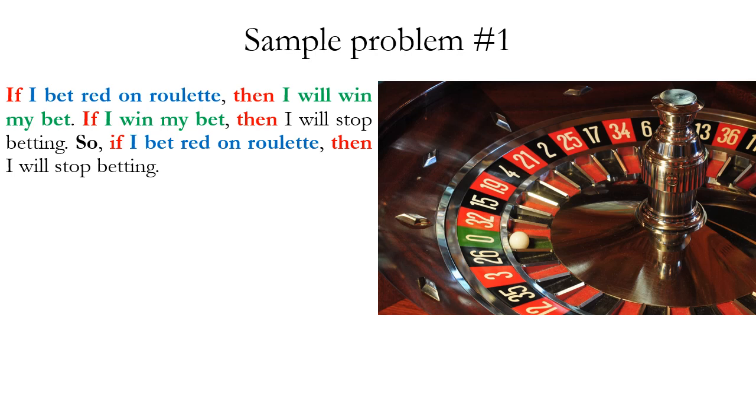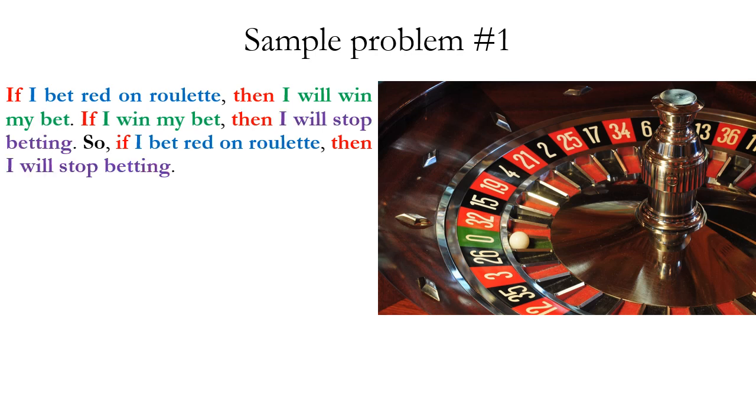However, there are other simple propositions in this argument. Another one is "I will win my bet." And you can see this proposition is also repeated once in the argument. And finally, we have "I will stop betting." So at this point, we've identified the conclusion. We've identified three logical operators, if-then, and we've identified three simple propositions.